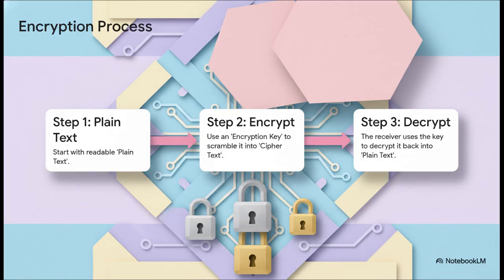So when you put it all together, the process is actually pretty straightforward, at least on the surface. You start with your readable plain text. You use an encryption key to scramble it into ciphertext for the journey, and then the person on the other end uses that same key to unscramble it right back into plain text. Simple, right? But what does that really achieve?